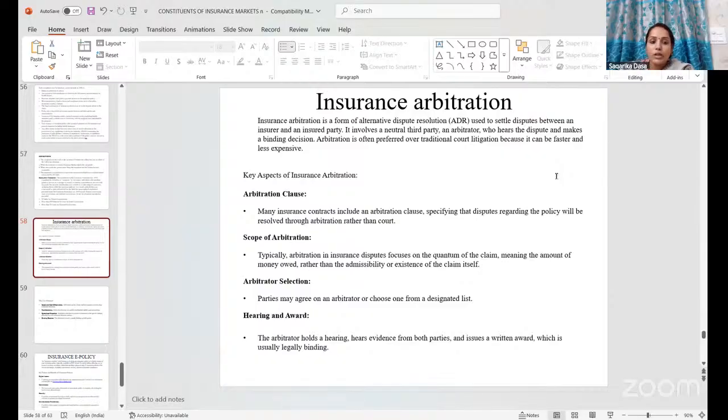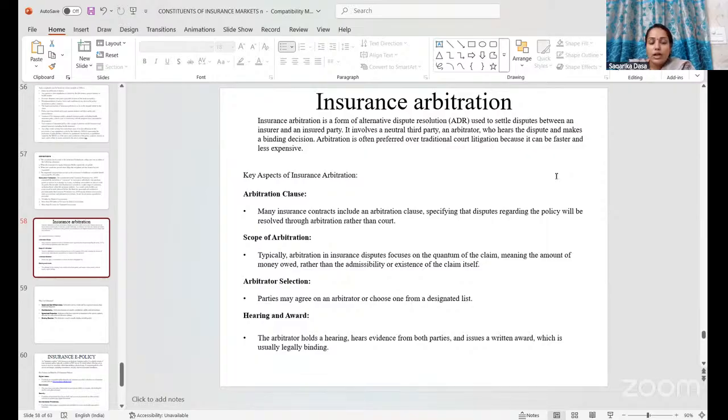holder. Now, the selection of the arbitrator. The most important point in the arbitration process is the third party. Who will be the third party? That is, who is going to act as an arbitrator, a mediator between the policyholder and the insurance company for the settlement of the conflict. Parties may agree on the arbitrator or choose one from a designated list. Both parties, the insurance company and the policyholder, can together select one person as an arbitrator.